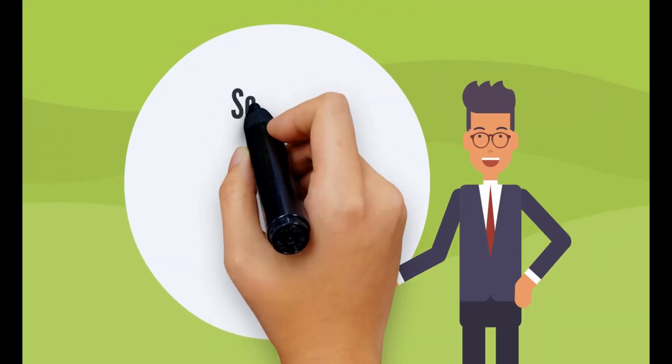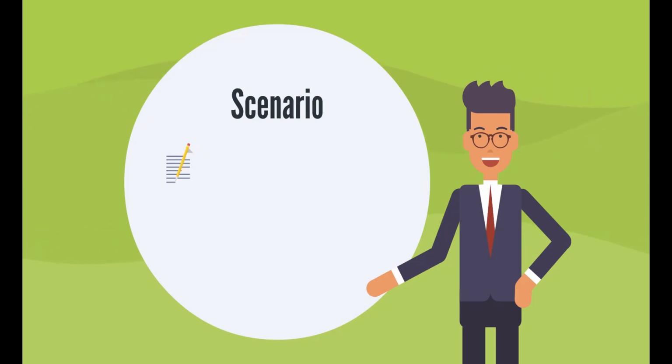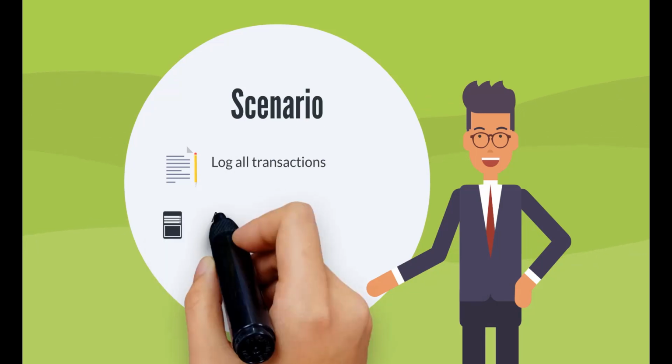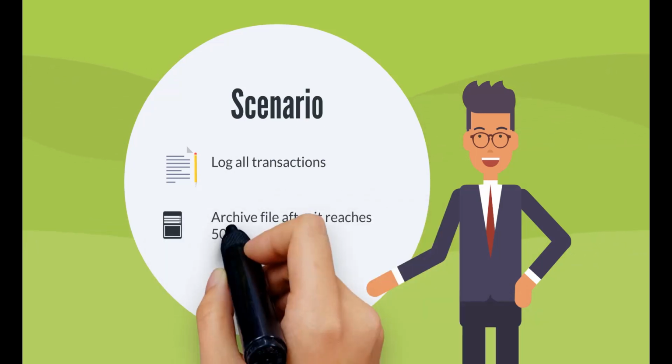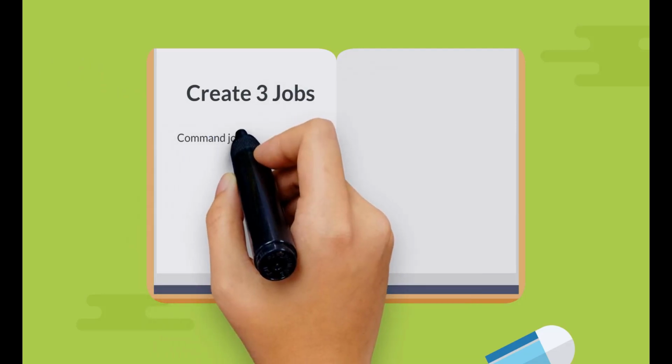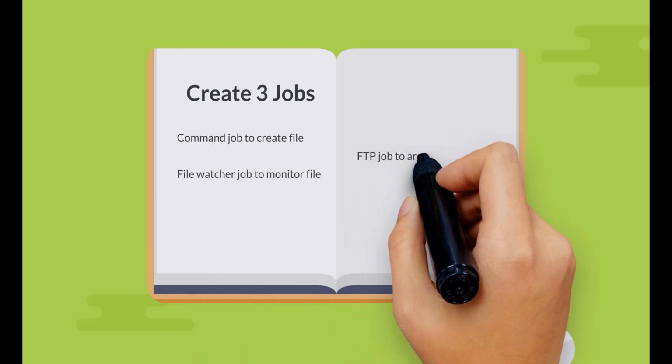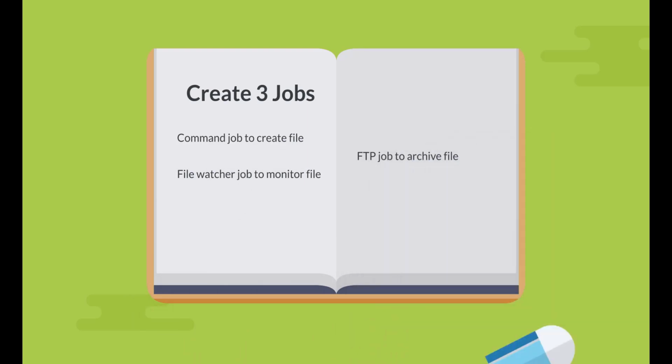Let's consider a scenario where you want to create a file to log all the transactions done in a day. However, when this file reaches 50,000 bytes, you want to archive it in a directory on a remote server. For this scenario, we define three jobs: a command job to create the file, a file watcher job to monitor the size of the file, and an FTP job to archive the file.